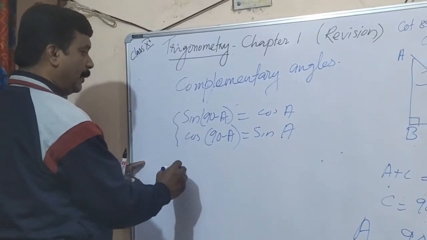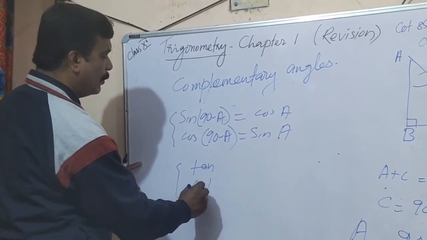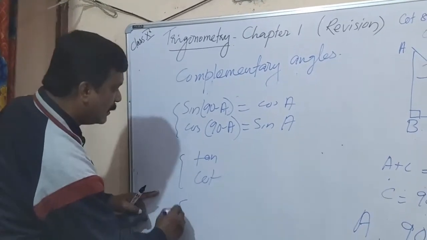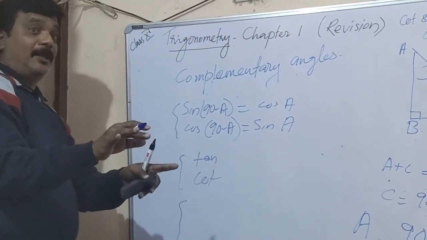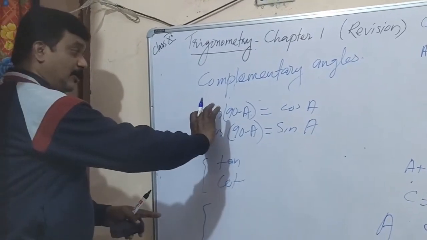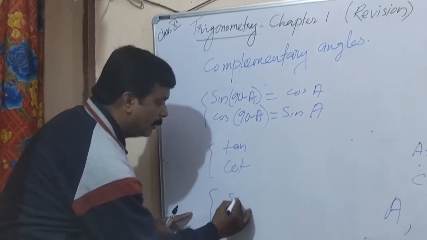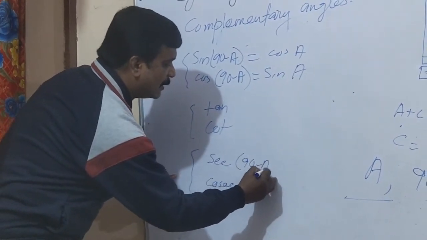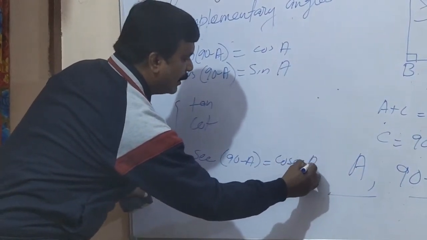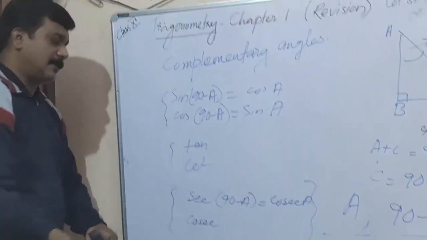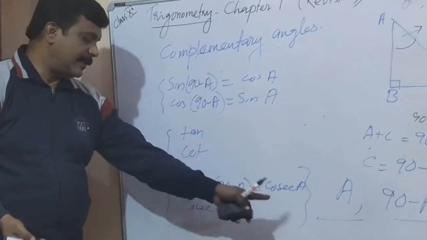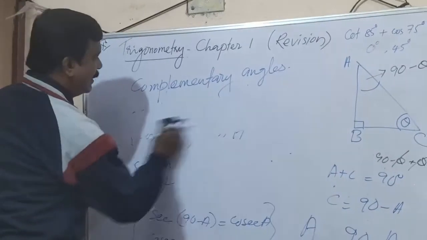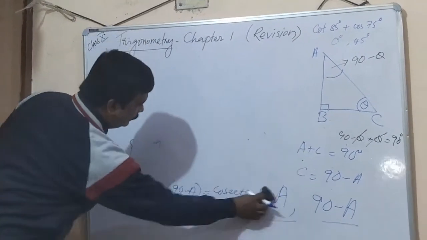Same way, tan and cot will go together. Tan 90 minus A is cot A, cot 90 minus A is tan A. Same way, which must go together, you know now? Remaining 2. Which are the two? Sec and cosec. That is, sec 90 minus A should be cosec A. Of course, we can prove all these things. Cosec 90 minus A will be sec A. I will show you the proof. Okay, so I said something about the complementary angles now.